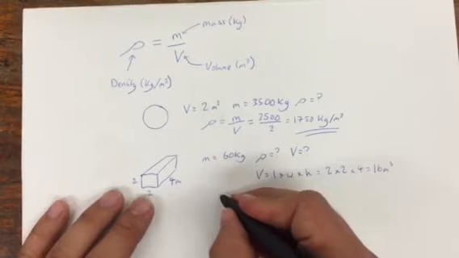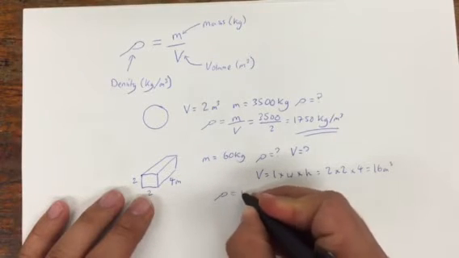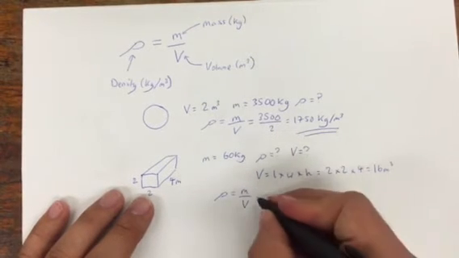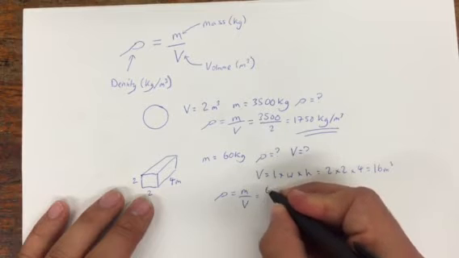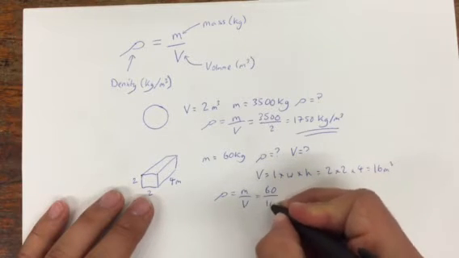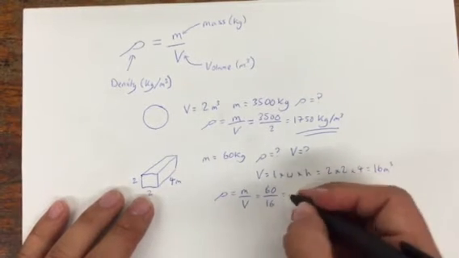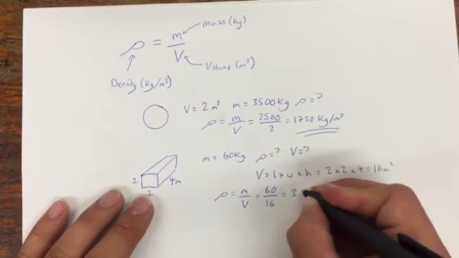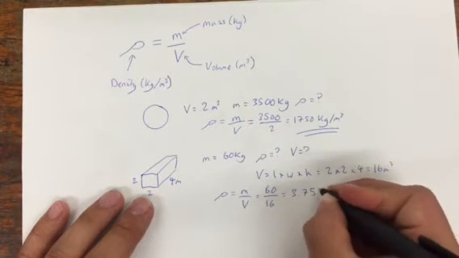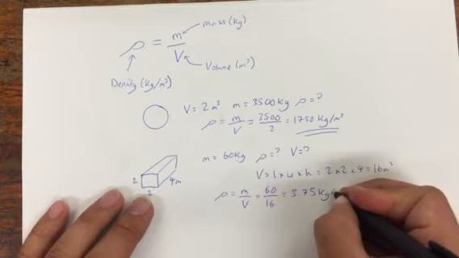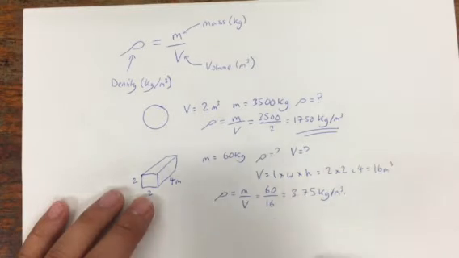I can then use my density equation, mass divided by volume, and do 60 kilograms divided by 16 meters cubed, which will give me a density of 3.75 kilograms per meter cubed.